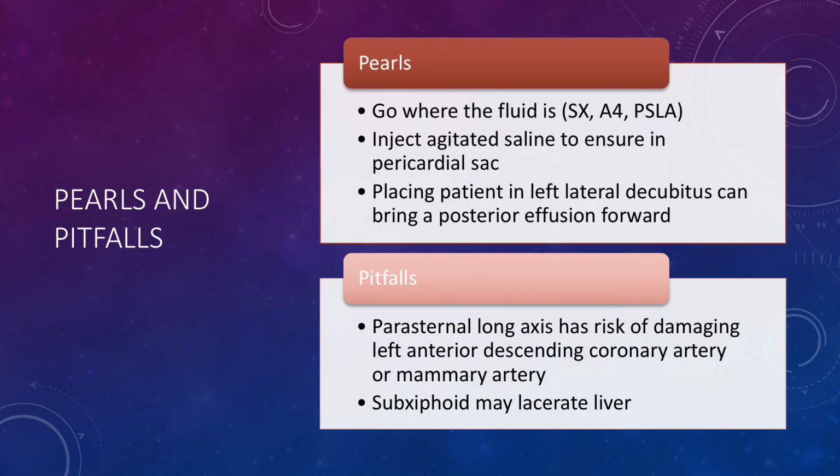Pearls and pitfalls of this procedure: you want to go where the fluid is. You can inject agitated saline to ensure that you are in the pericardial sac, and placing the patient in the left lateral decubitus position can bring the posterior effusion forward. Again, in our situation, we're very rarely moving the patient around. Some of the pitfalls of this procedure are that the parasternal long axis has a risk of damaging the left anterior descending coronary artery or the mammary artery, and additionally, the subxiphoid approach may lacerate the liver.